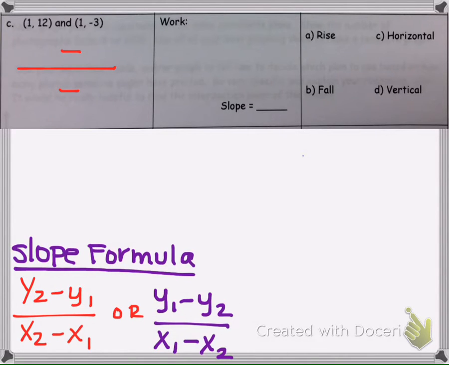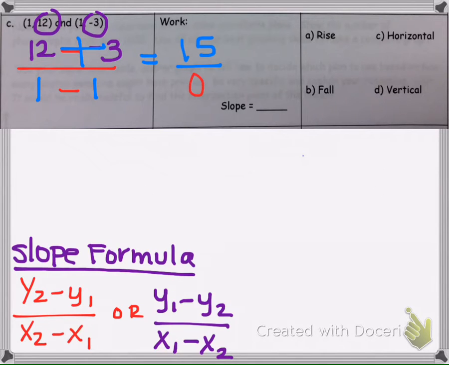Okay, so if we take a look at C, we're going to go ahead and subtract the y's, find the change in the y, the output, and then 1 minus 1. So 12 plus 3 is 15. 1 minus 1 is 0. And 15 divided by 0, if you put that in your calculator, it will say error. We know from previous math classes that when we divide by 0, we call it undefined. So that is what we say the slope is, undefined.